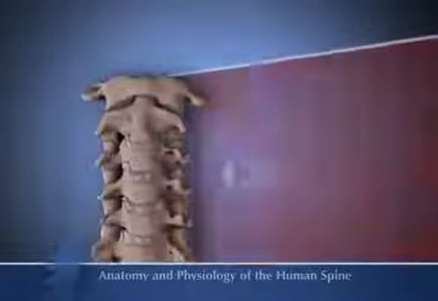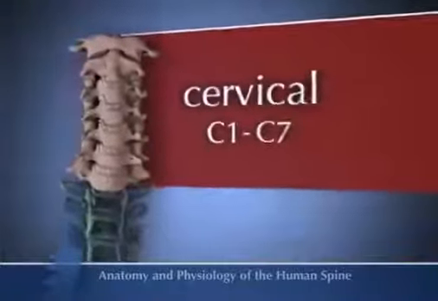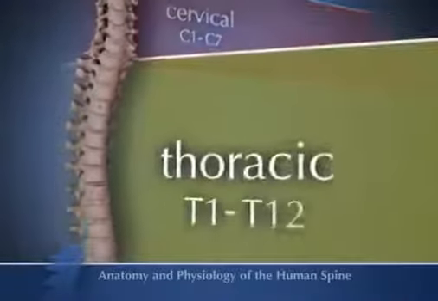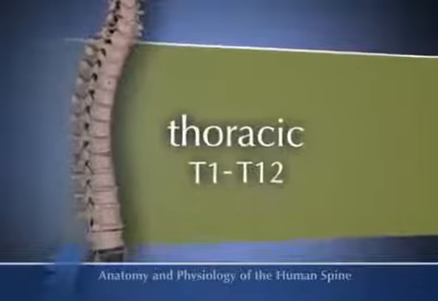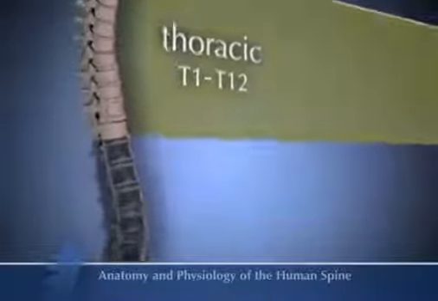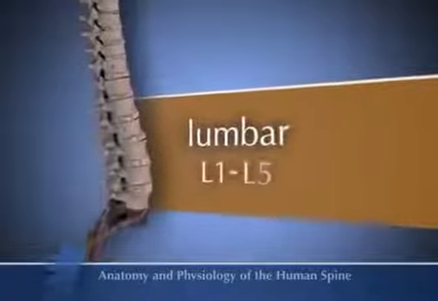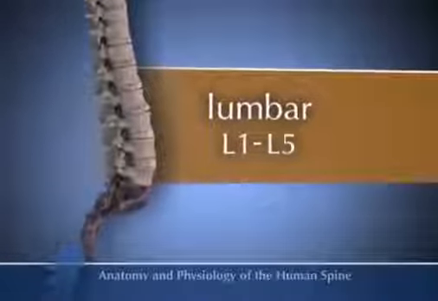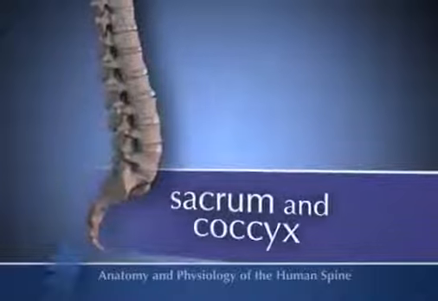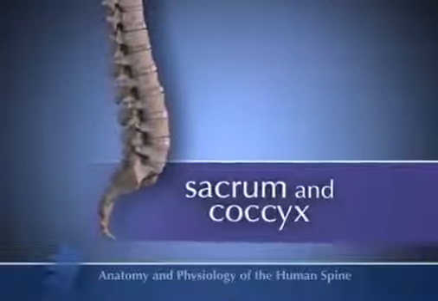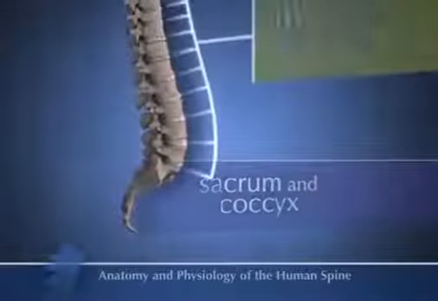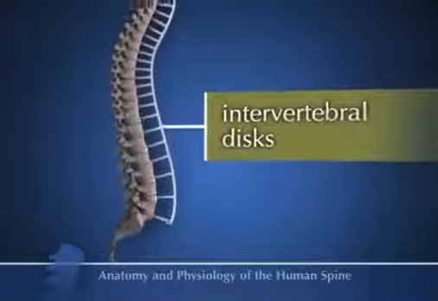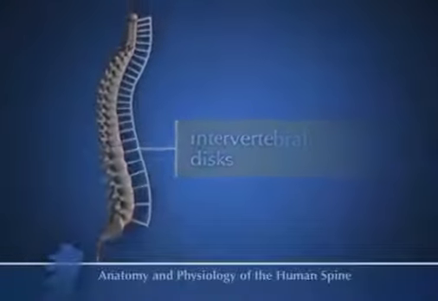Starting from the top, there are 7 cervical or neck vertebrae, labeled C1 through C7, 12 thoracic or upper back vertebrae, labeled T1 through T12, 5 lumbar vertebrae, designated L1 through L5 in the lower back, and finally the sacrum and coccyx, a group of bones fused together at the base of the spine. Intervertebral discs are located between each vertebra from C2 through S1.